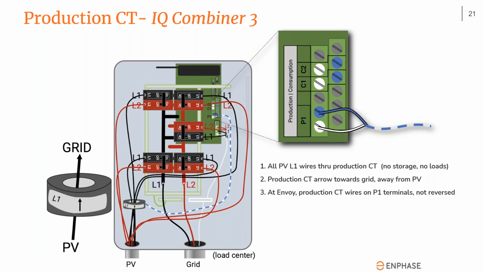But essentially, you're going to have all of the line 1 conductors from your PV system pass through it. You don't need to put the line 2 or anything like that. And they need to be passing through it in a fashion that the arrow of the CT points away from solar and towards the loads, towards the grid. If you did it the other way, it would look like your solar system was consuming energy, which obviously doesn't make sense. And then the CT wiring itself, for a production CT, you just need to make sure you land those on the correct terminals, P1 shown here.